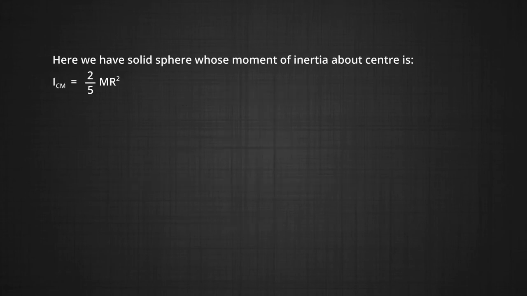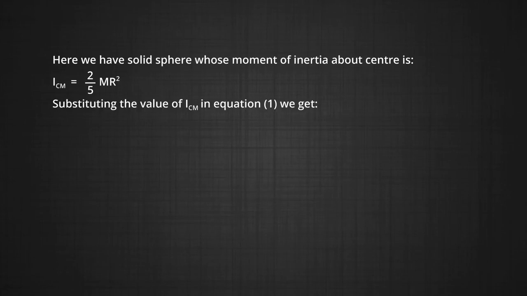Here we have a solid sphere whose moment of inertia about the center, I_cm, is equal to 2 by 5 m r square. Substituting the value of I_cm in equation 1, we obtain h equal to 7 times v_cm square upon 10g. Now, we can summarize what we have learned today.